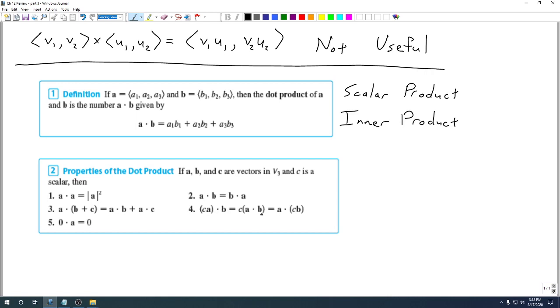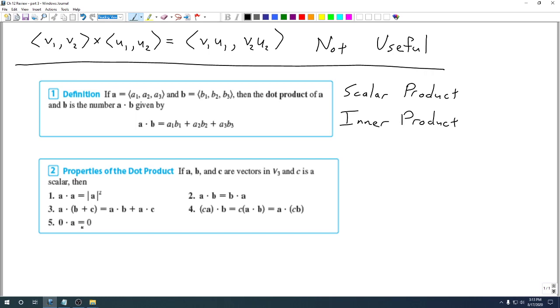So these are actually two different types of multiplication, but it does allow us to move the parentheses around the way we might expect. And also, the scalar c can move to either one of the terms if we're doing this.